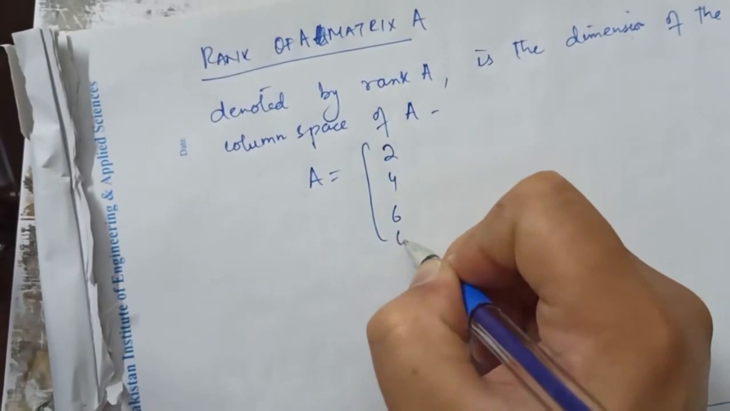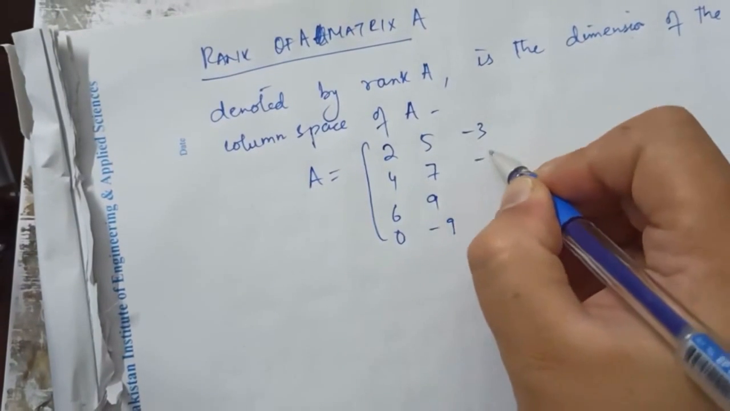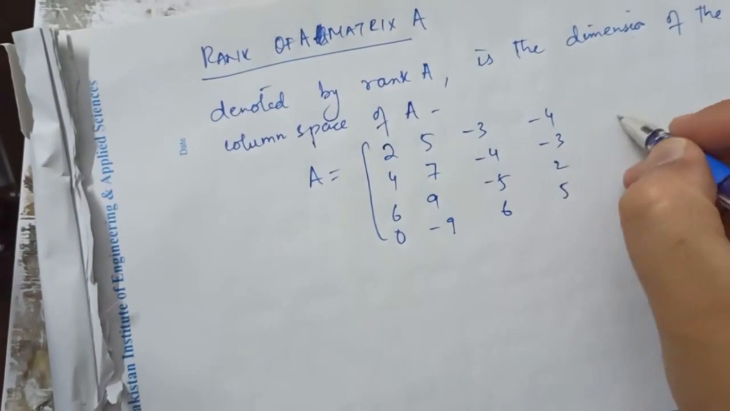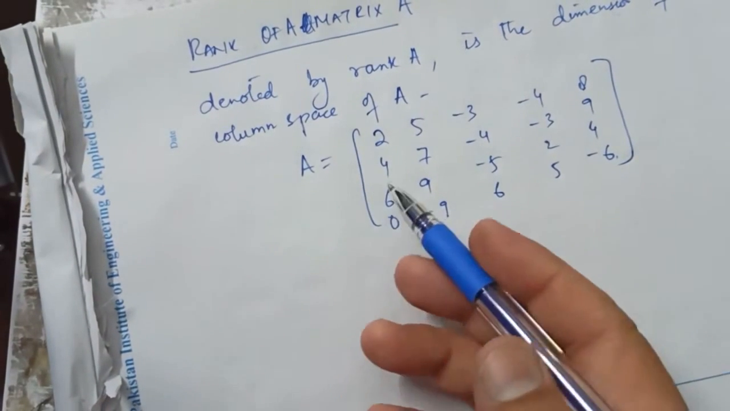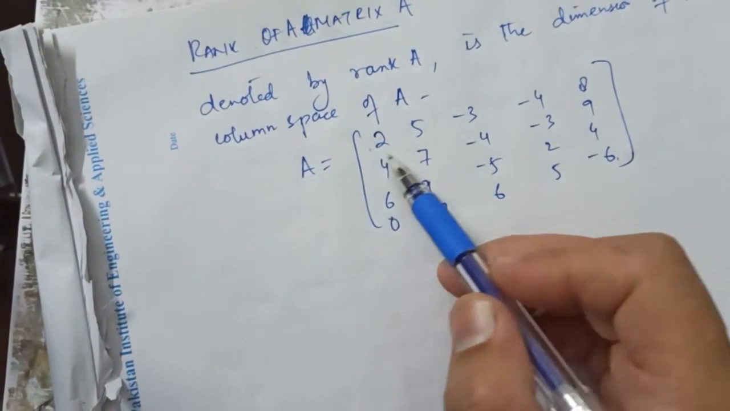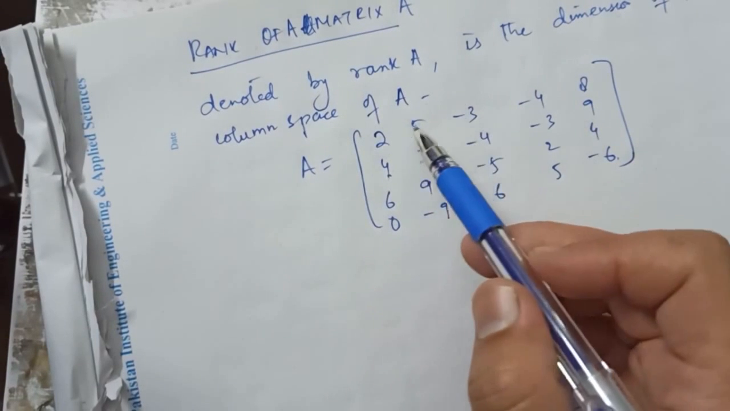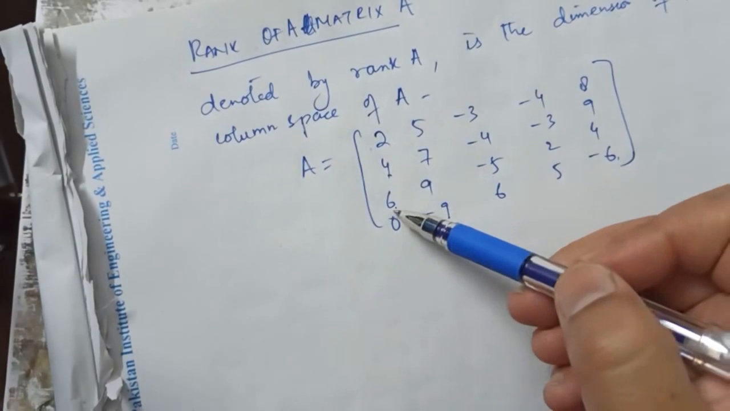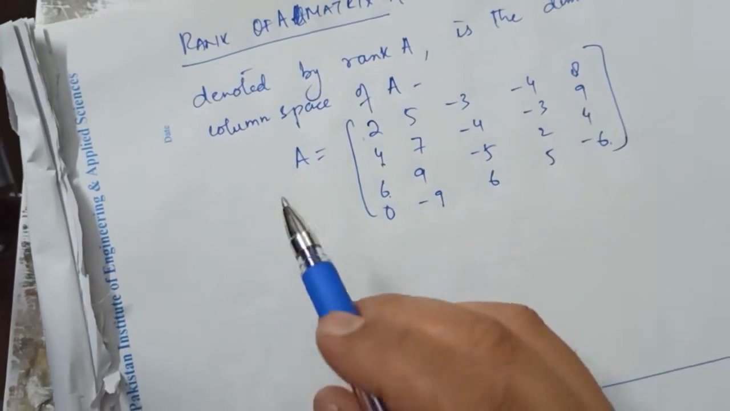So for example, if you want to determine the rank of the following matrix, 2 4 6 0 5 7 9 -9 -3 -4 -5 6 -4 -3 2 and 5 8 9 4 and -6, what you have to do is reduce this A to an echelon form. So you take the first row, multiply by 2, and subtract it from the second row. Similarly, multiply by 3 and subtract it from the third row. Once you have the pivot for that column, you try finding the pivot for the second column, the third column, the fourth column, and so on and so forth.